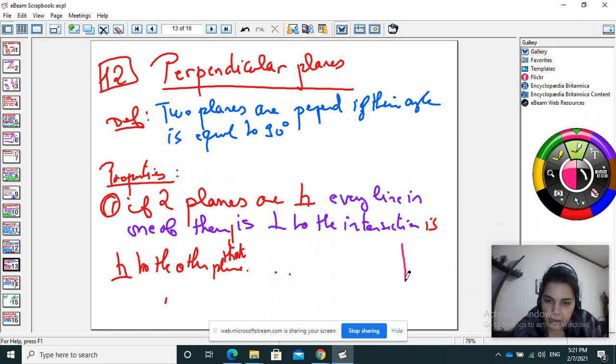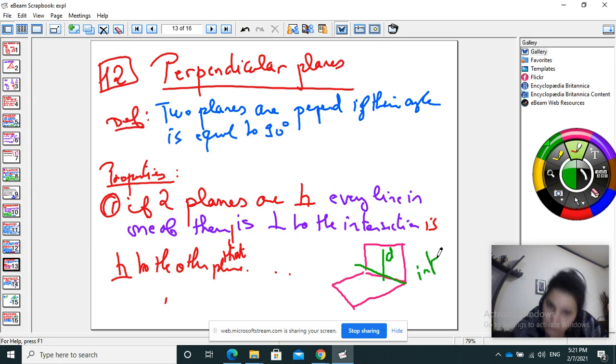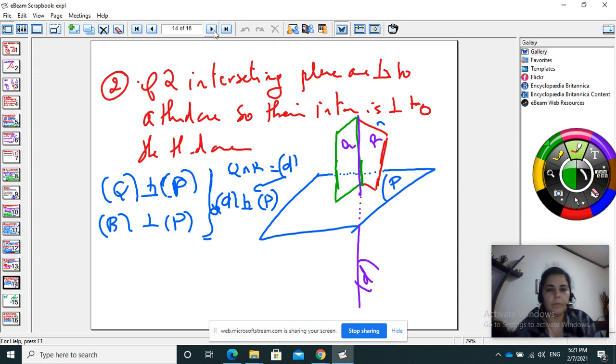I will draw here two perpendicular planes. Let's say those are two perpendicular planes. If a line, this line here, D, did you see it, is perpendicular to this intersection, I can deduce that D is perpendicular to the other plane P. Okay, this is part 12.